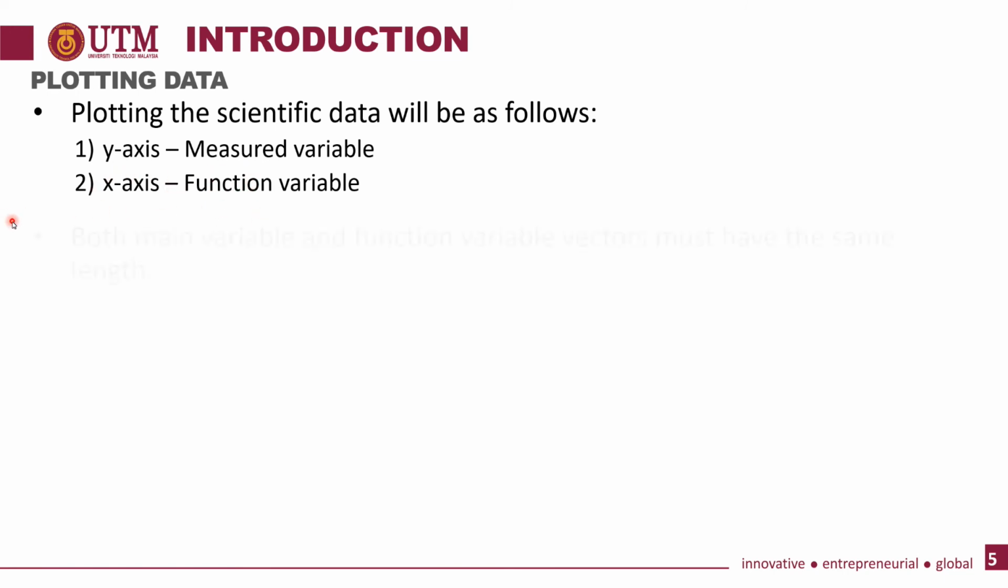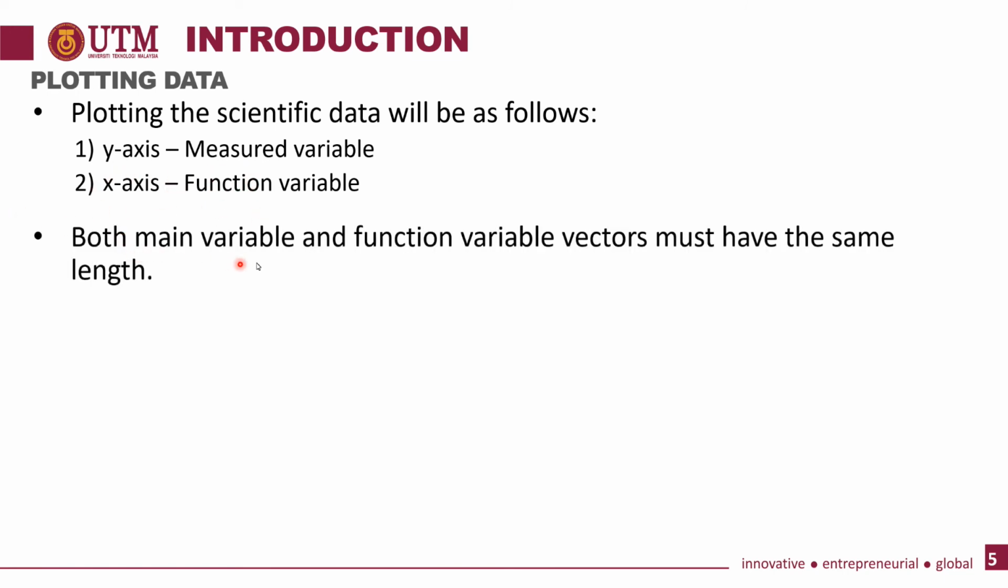Both the main variable and function variable vectors must have the same length. When you want to plot the data, you must make sure that the length or size of the variable and the function variable are the same. If it is not the same, MATLAB will give an error, and you will not be able to plot the data.